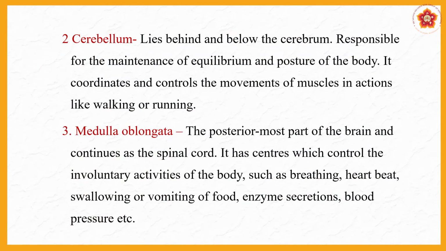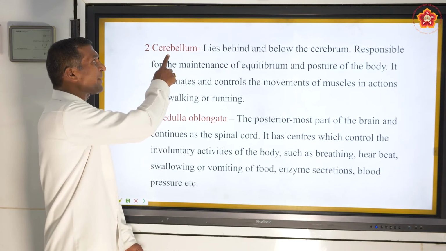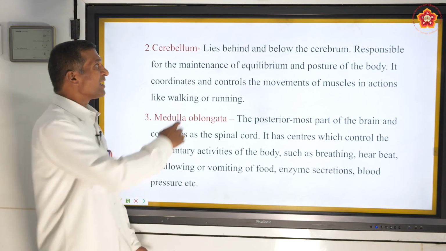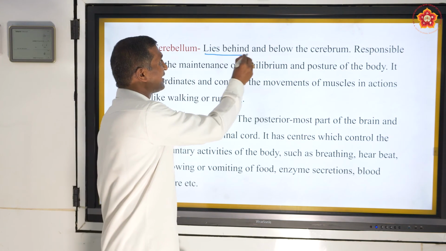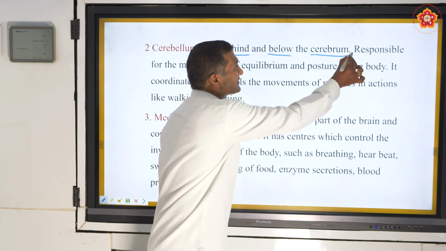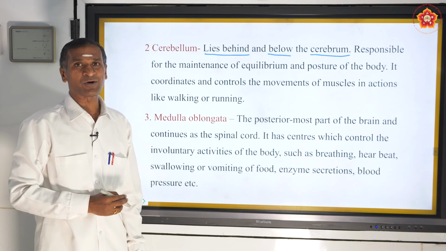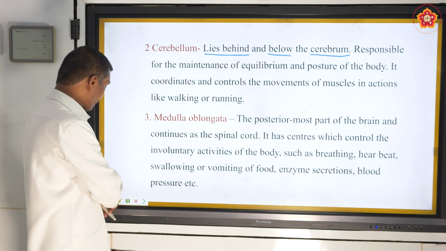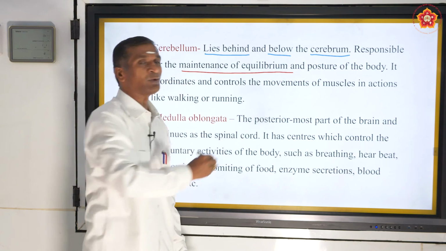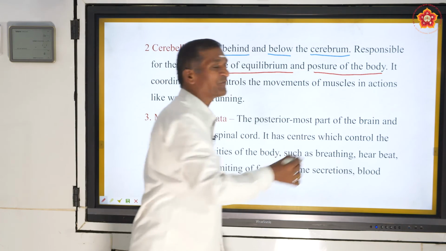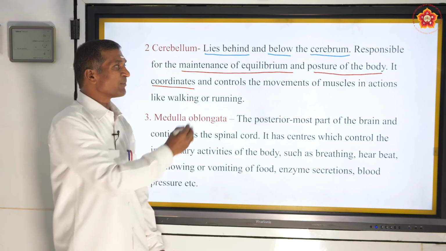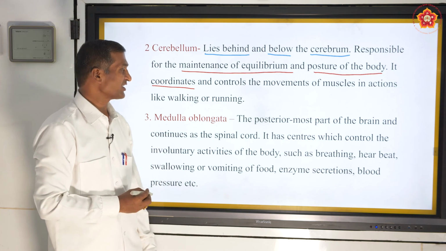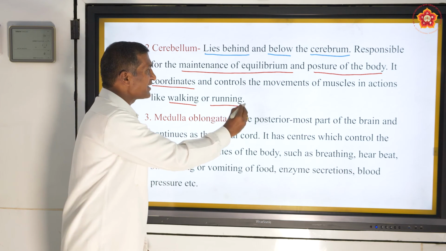And now we go on to the second part of this hindbrain, and that is the cerebellum. The cerebellum lies behind and below the cerebrum. It is responsible for the maintenance of equilibrium and posture of the body. It coordinates and controls the movements of muscles in actions like walking or running.